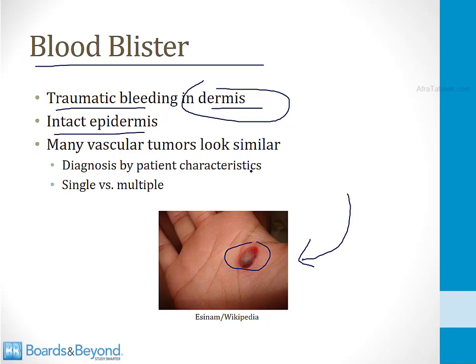epidermis. And many of the vascular lesions and vascular tumors we're going to talk about in this video look similar to a blood blister. They're a collection of blood or blood vessels under the skin. So they're not going to be very distinct in terms of how they look. You're going to have to diagnose the condition based on patient characteristics and whether there are single or multiple lesions, because many of these vascular skin lesions look similar.